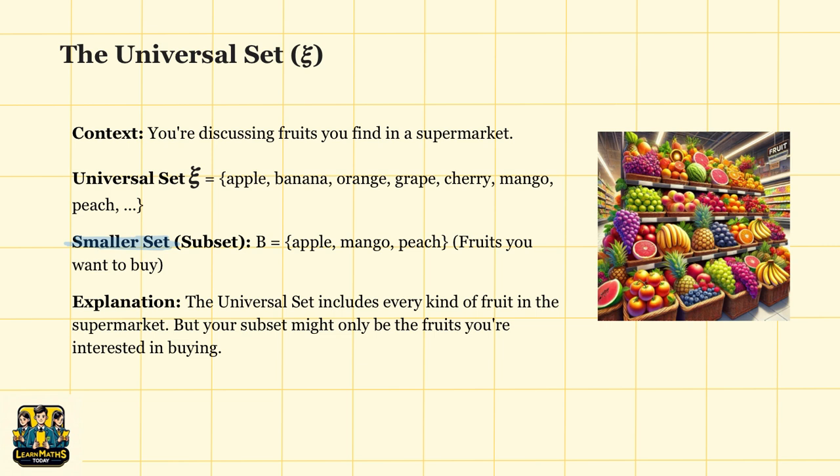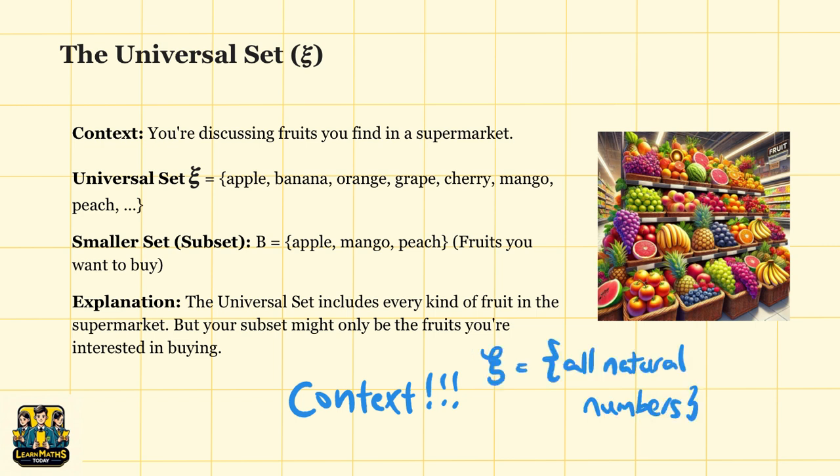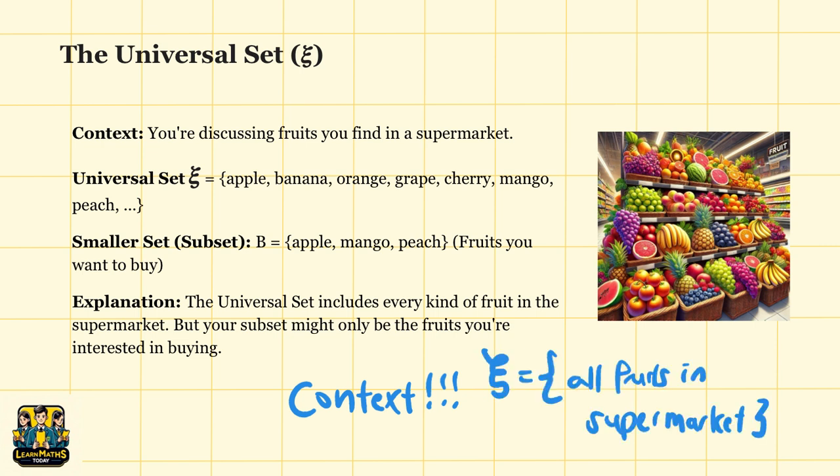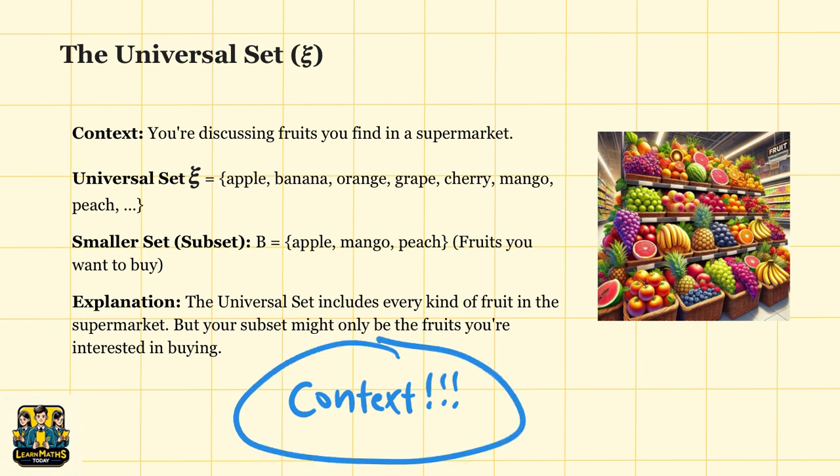The small set can be simply apple, mango, or peach, for example. The universal set is important because it provides a context for whatever you are discussing. For example, if you're talking about natural numbers, the universal set will include all natural numbers. But if you're talking about fruits, the universal set will consist of all kinds of fruits. So the universal set always depends on the context of the problem that you're working with.